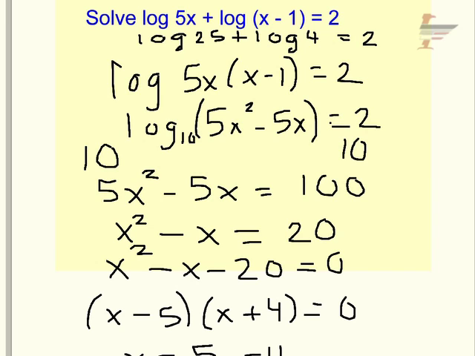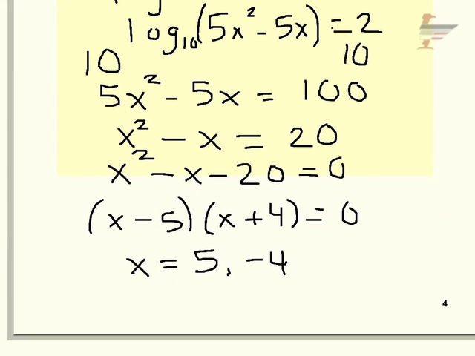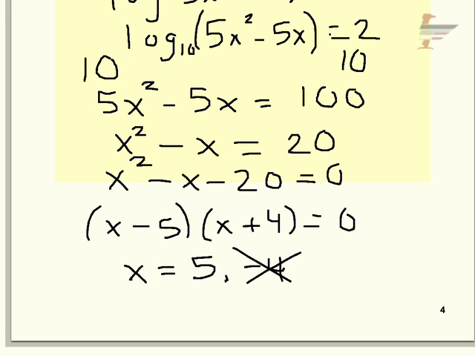Now I'm going to erase. Oh, I can't erase it. That's all right. Now I'm going to check negative 4. Okay, so first and foremost, when I check negative 4, I'm going to have log of 5 times negative 4 is negative 20. And right there I'm going to stop. You cannot log a negative number. Think about what power of 10 is equal to a negative number. It doesn't happen. So right there I know that negative 4 does not work.